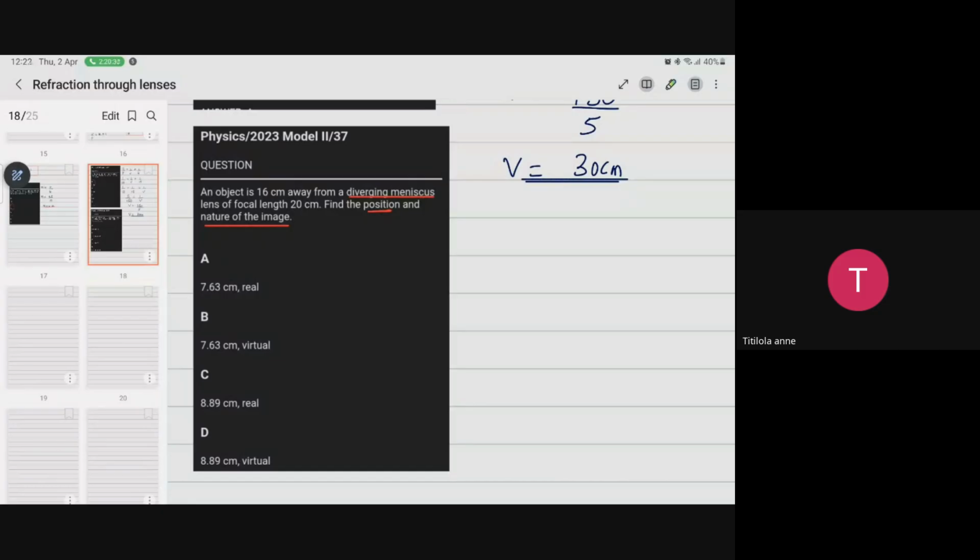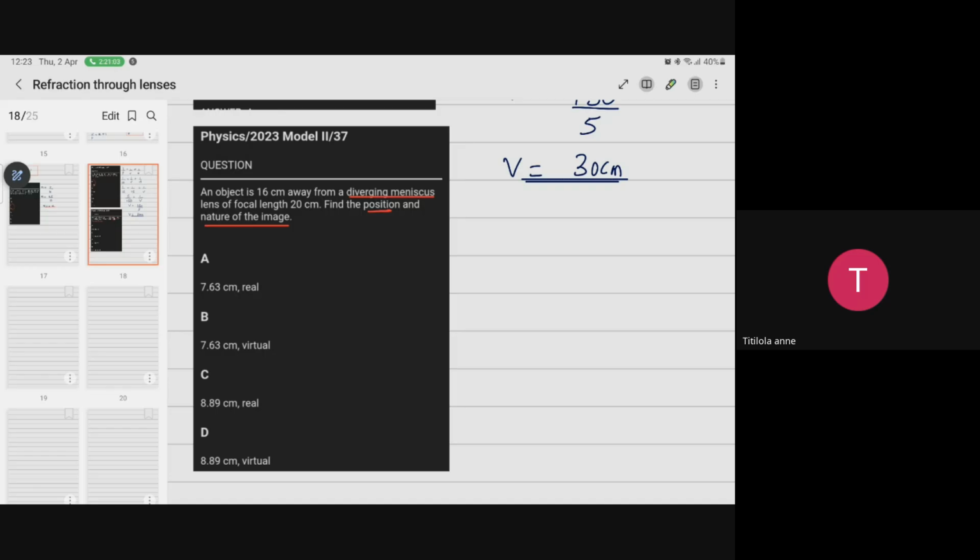You have the object distance already. Object distance is 16 centimeter, right? You have the focal length, which is 20, but it's diverging. The focal length of a divergent lens is a negative value. Yes, I did that, and I'm still not getting the answer they got. You did 1 over minus 1 over 20. Yes.